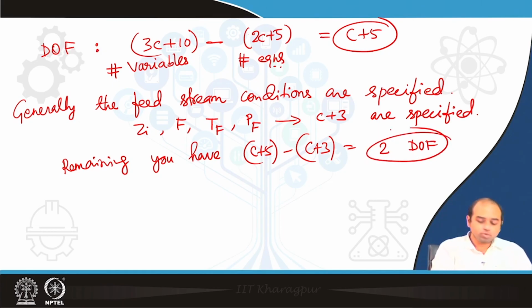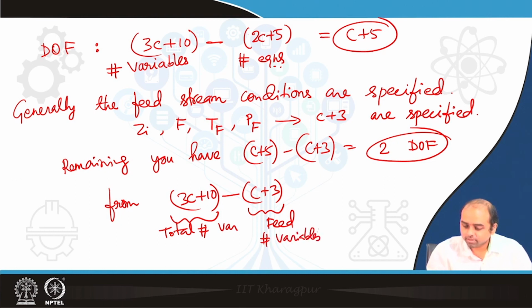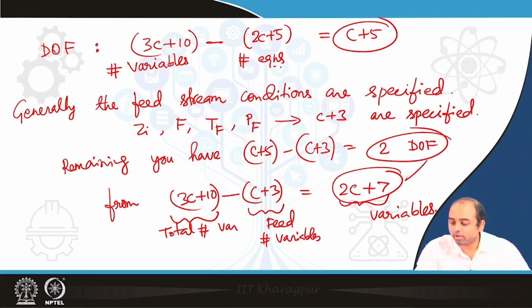So, 2 conditions have to be specified. This is the total number of variables and this is the feed number of variables. So, which means you are having 2C plus 7 number of variables to be specified. So, 2 degrees of freedom have to be specified from this 2C plus 7 number of variables.